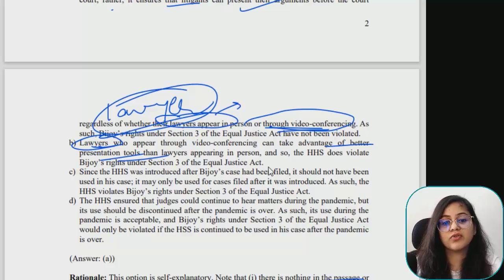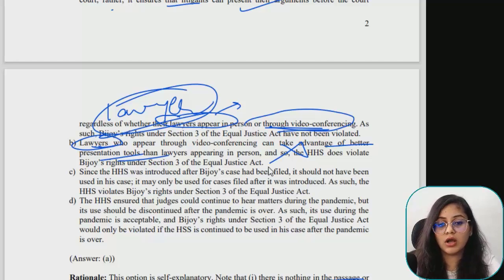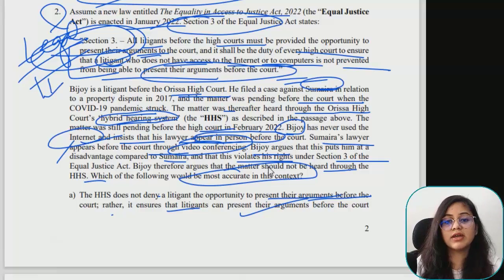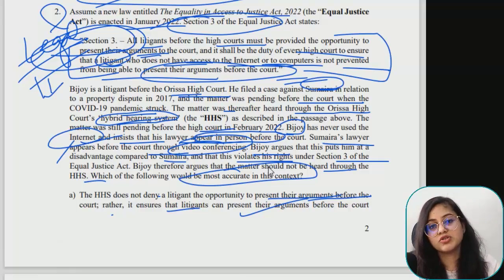He can take advantage of the better presenting tools. That is not the case. The case is that you should not be stopped from presenting your argument. So this won't be the case. Then again, if we see this one, then HSS was introduced after the case has been filed and therefore it cannot be used. This is also not the case because the rule, the section does not anywhere say that it will apply prospectively or retrospectively.